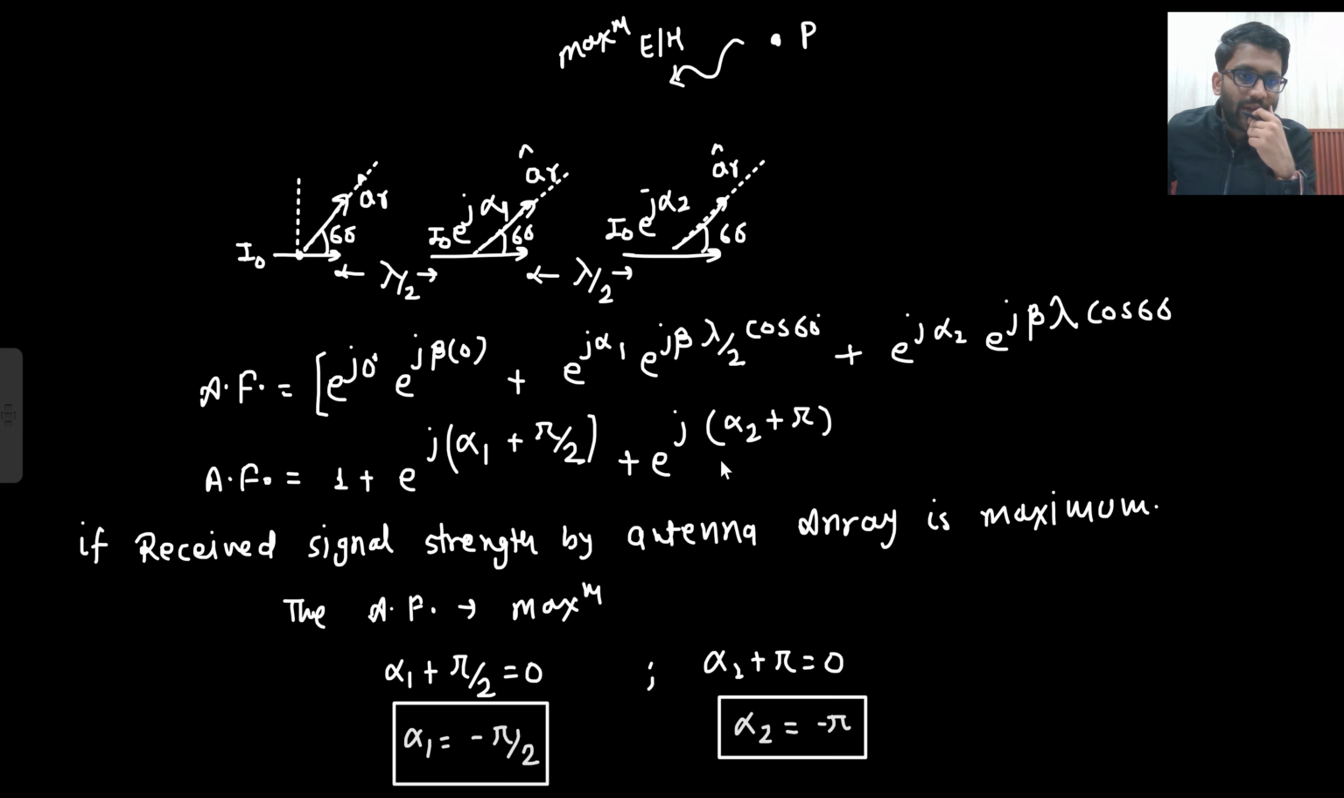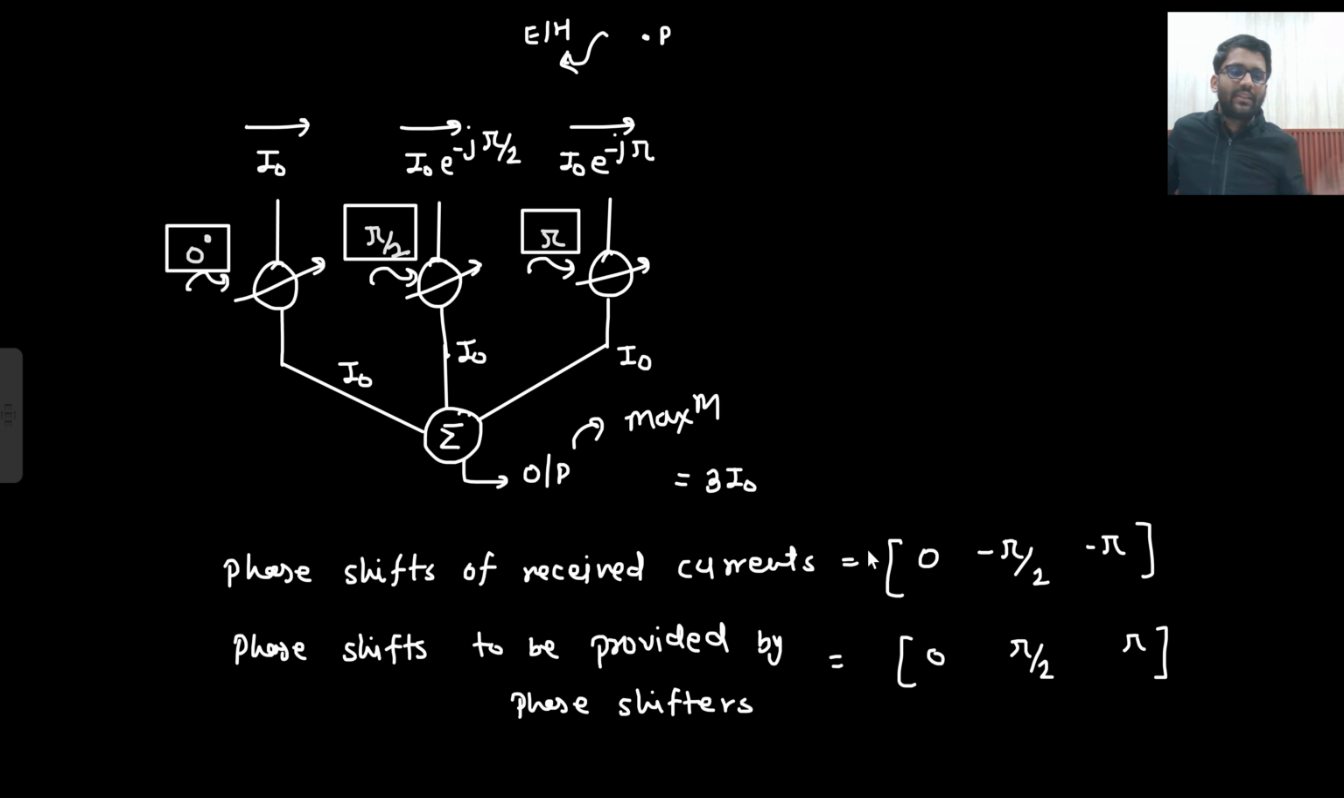Say yes or no? And now what will the phase shifter do? The phase shifter will provide the opposite shift, so that from here I get I naught, from here I get I naught, and from here I get I naught. So the total answer is 3 I naught.